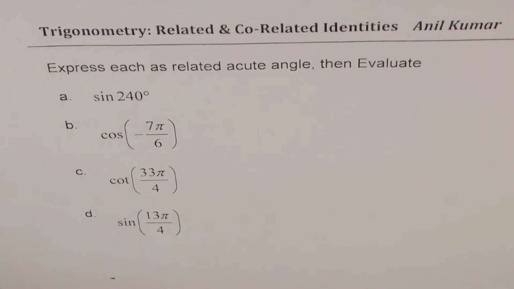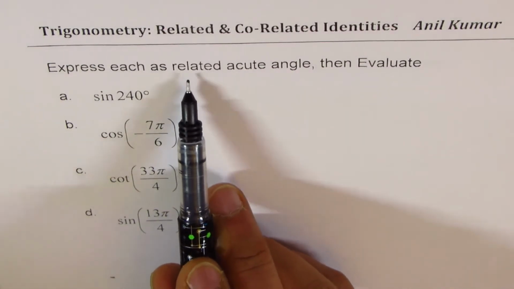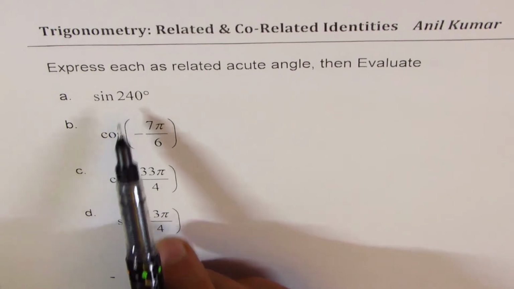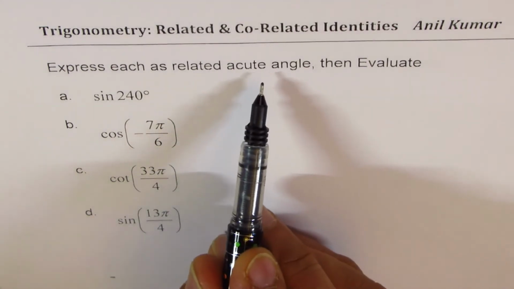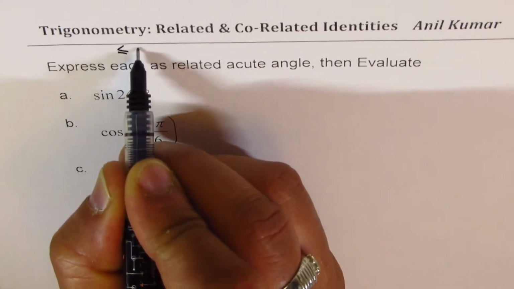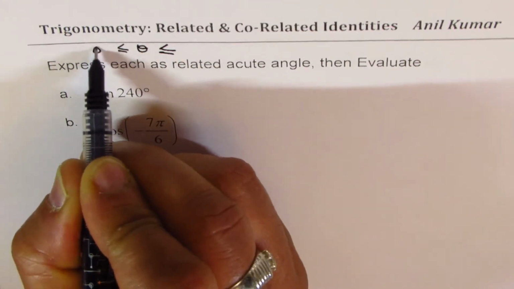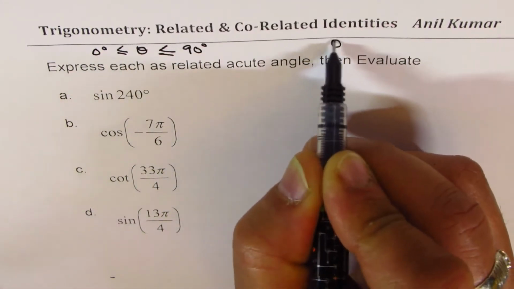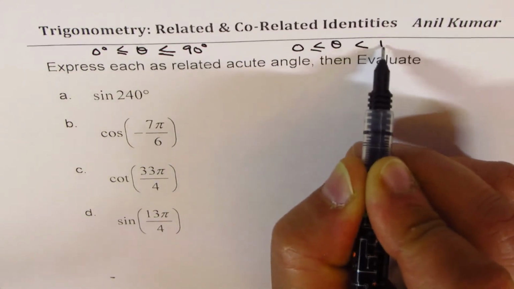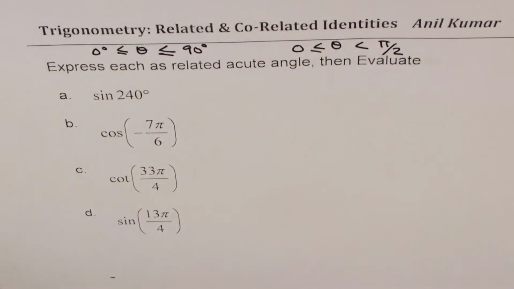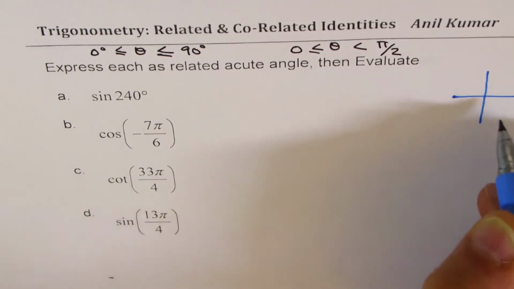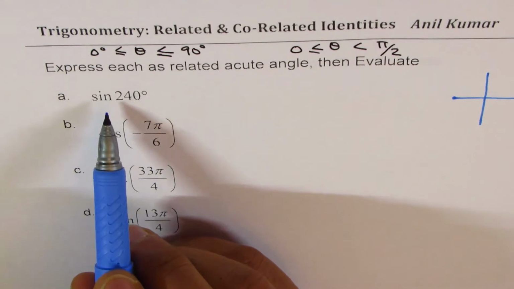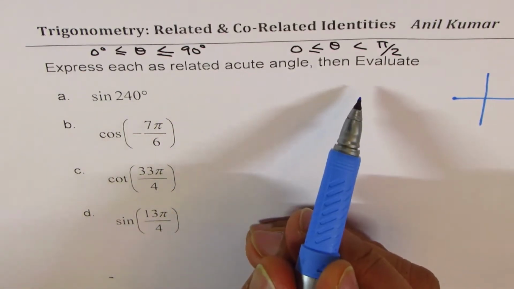Now let us take the examples. We'll understand again what is related acute angle and then evaluate the given expressions. So as I was saying, when we talk about related acute angle, we are looking for an angle, let's say theta, which is between 0 degrees to 90 degrees, or you can say theta is between 0 to pi by 2 radians, right? Sine 240. Let us try to sketch this. So we'll sketch it here. Once we sketch, we'll write it in terms of the related acute angle and then evaluate.